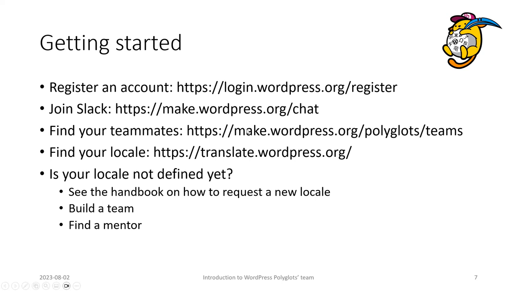And on the polyglots, on make.wordpress.org/polyglots/teams, you can find people from your own team. And next, you go to translate.wordpress.org and find your own locale. If your locale, your language, is not defined yet in WordPress, then you can go to the handbook to find details about how to request a new locale.